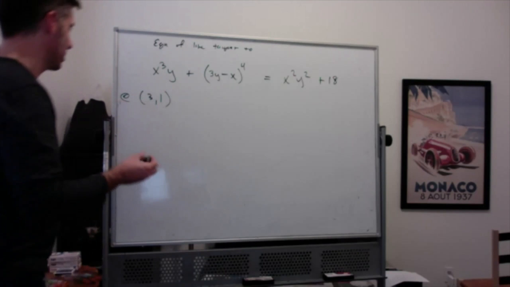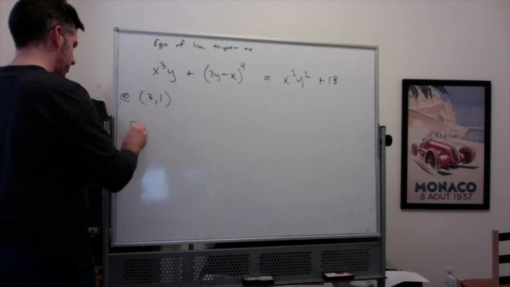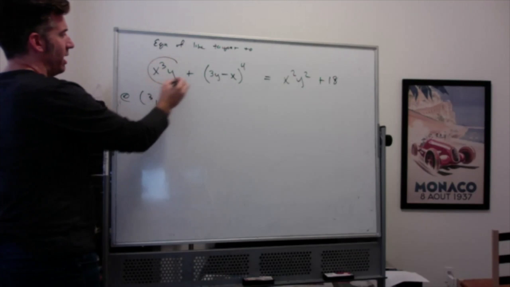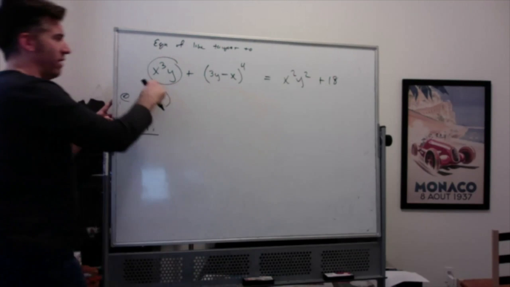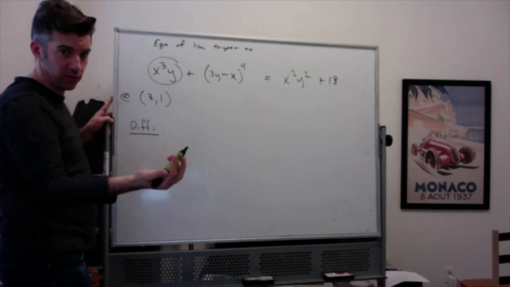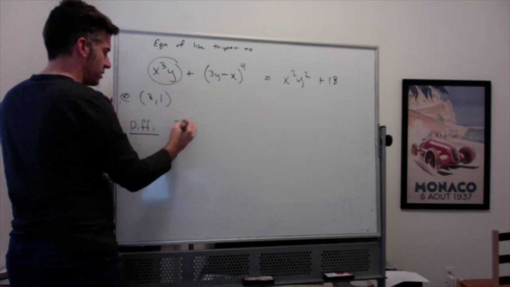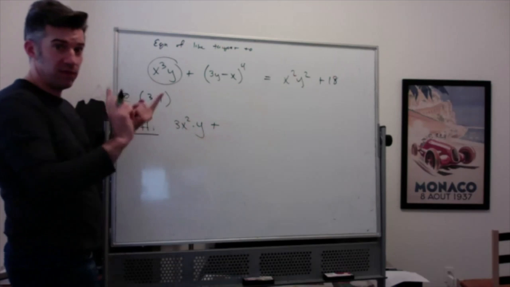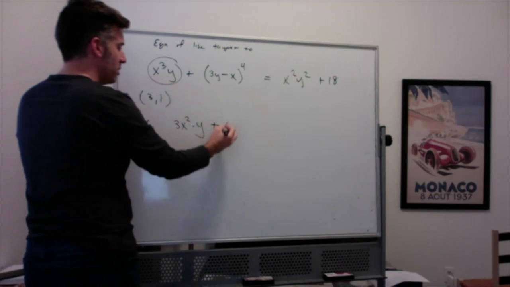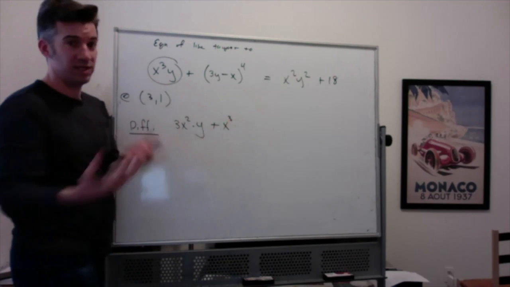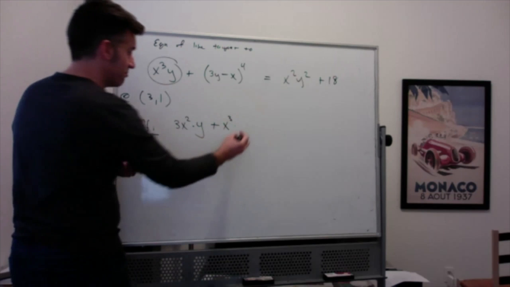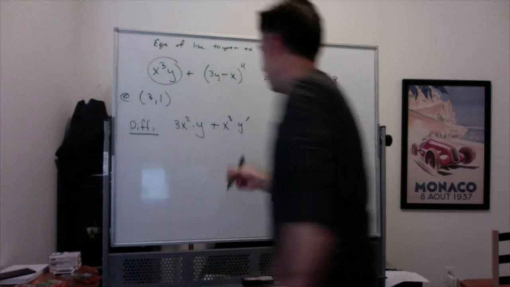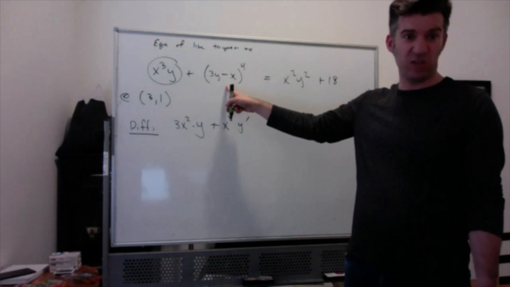Here's what I mean. So let's differentiate. We differentiate both sides. A lot of these have the product rule in them. So the derivative of x cubed y, product rule. Derivative of x cubed is 3x squared times y plus, now we flip it, x cubed times the derivative of y. Okay, here it's a little more complicated. I have to use the chain rule.